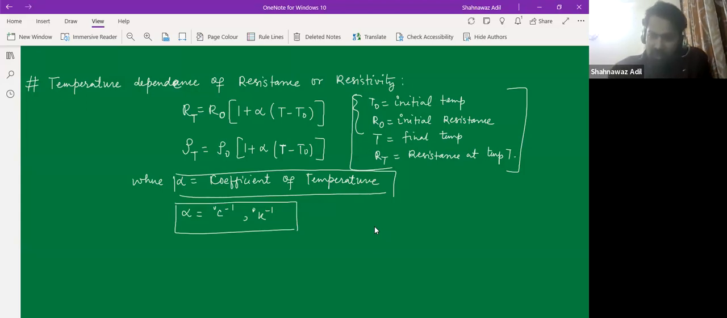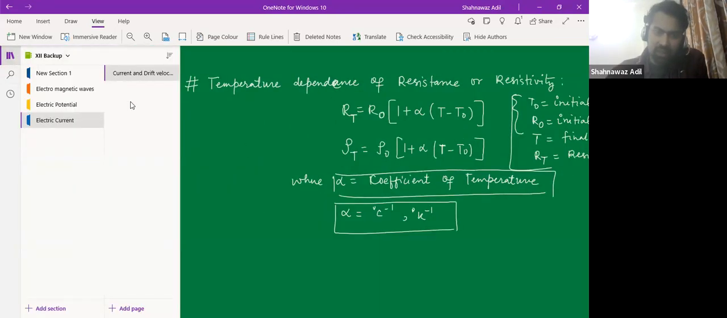So we will do one question from the NCERT, and then this would become more clear. That question is very important, right? So let me bring that question here.